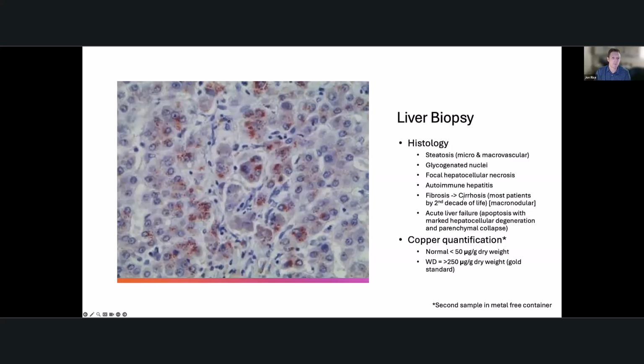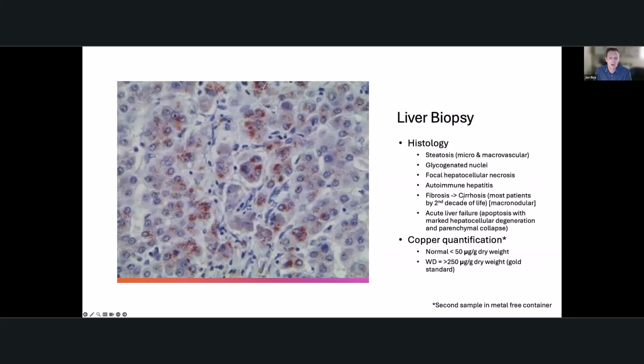The more important part of this biopsy is the copper quantification, which is commonly a send-out. Normal is less than 50 micrograms per deciliter, and Wilson's disease is diagnosed when the level is greater than 250. Copper quantification on a liver biopsy is really the gold standard for making the diagnosis of Wilson's disease. That in-between area is important, and that's where genetic testing becomes helpful to distinguish how high our concern is for Wilson's disease.